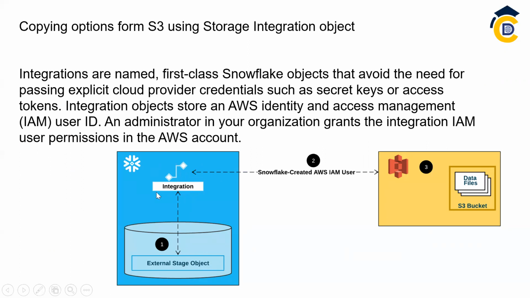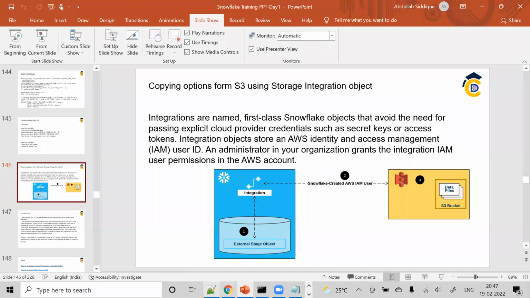And then once it was created, it generated two values in Snowflake. One was the Snowflake-created AWS IAM user and the external ID, which we went and updated in the AWS role that we had created. And this integration object we had attached to an external stage. How?